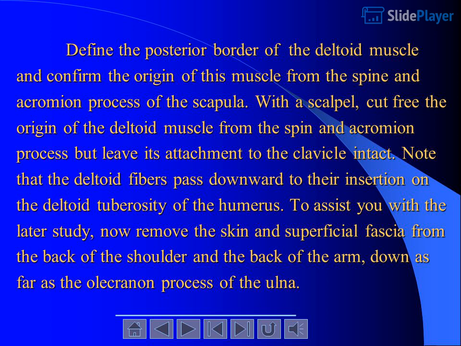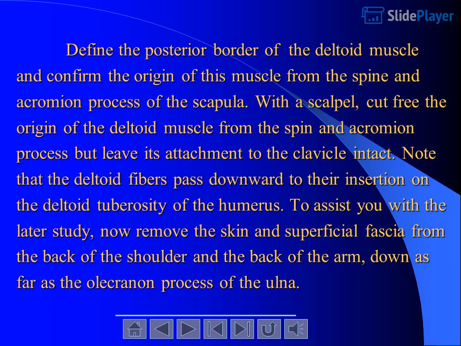Define the posterior border of the deltoid muscle and confirm the origin of this muscle from the spine and acromion process of the scapula. With a scalpel, cut free the origin of the deltoid muscle from the spine and acromion process but leave its attachment to the clavicle intact. Note that the deltoid fibers pass downward to their insertion on the deltoid tuberosity of the humerus.